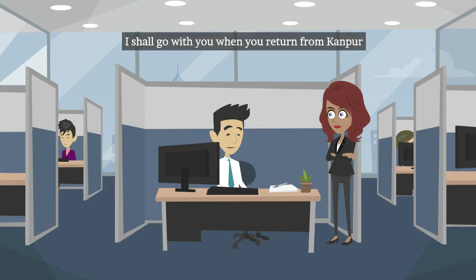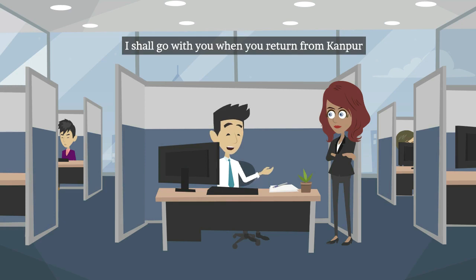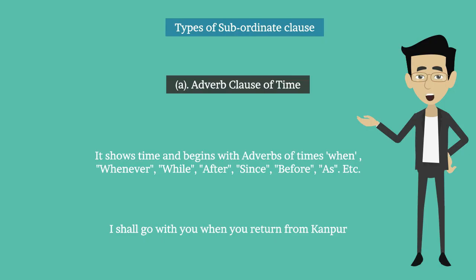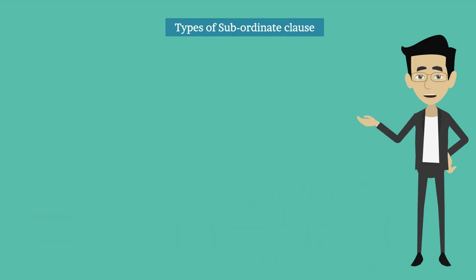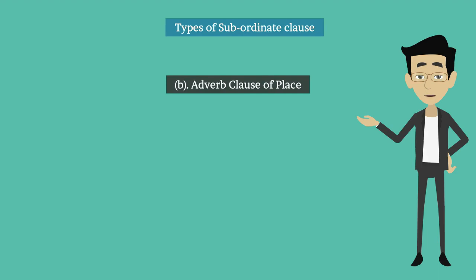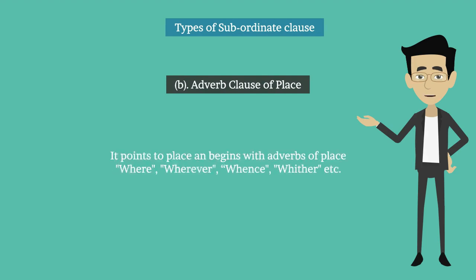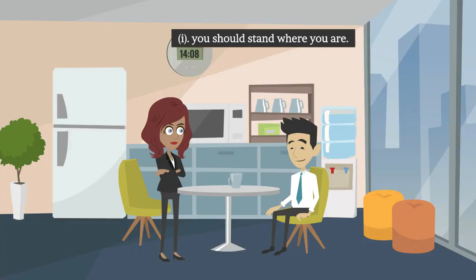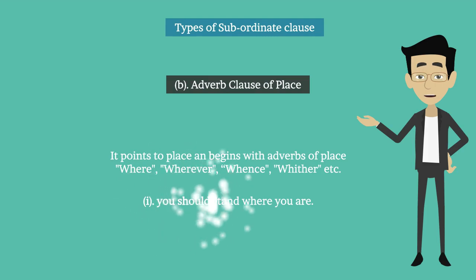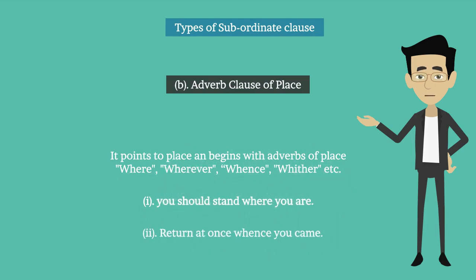For example, I shall go with you when you return from Kanpur. In this sentence, when you return from Kanpur is an adverb clause because it shows time. B. Adverb clause of place. It points to place and begins with adverbs of place: where, wherever, whence, whither, etc. For example, you should stand where you are. In this sentence, where you are is an adverb clause because it points to place. Return at once whence you came.